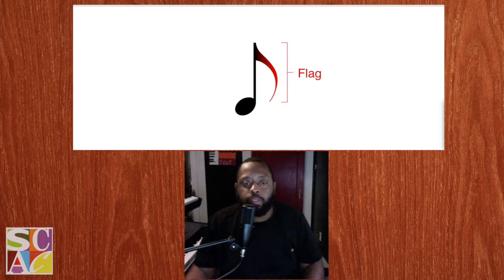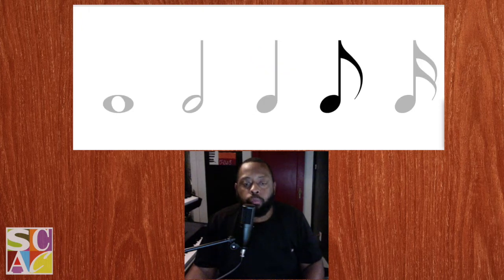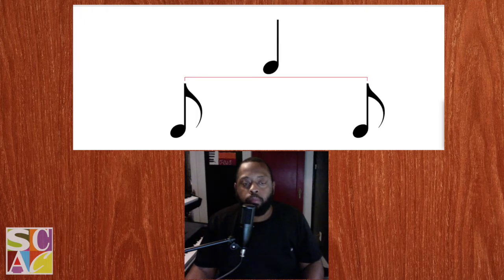Now let's talk about this next note. It's called an eighth note. Reason being is because there's a flag on the note as shown in red. An eighth note receives 1/8 of the beat. Let's go back to the equation. 1/8 note plus another eighth note equals 1/4 note. Once again, 1/8 plus 1/8 equals 1/4 note.